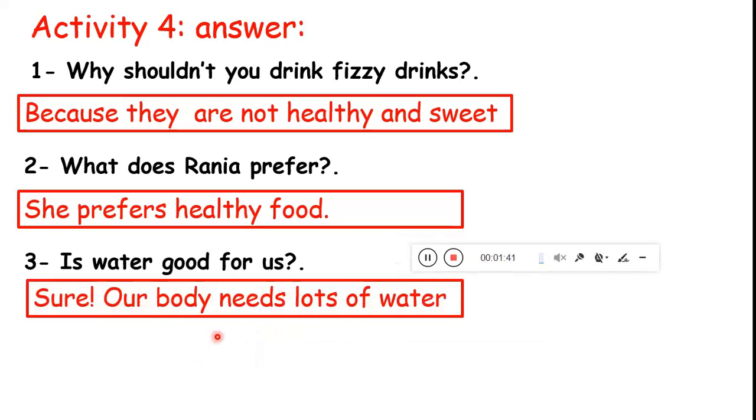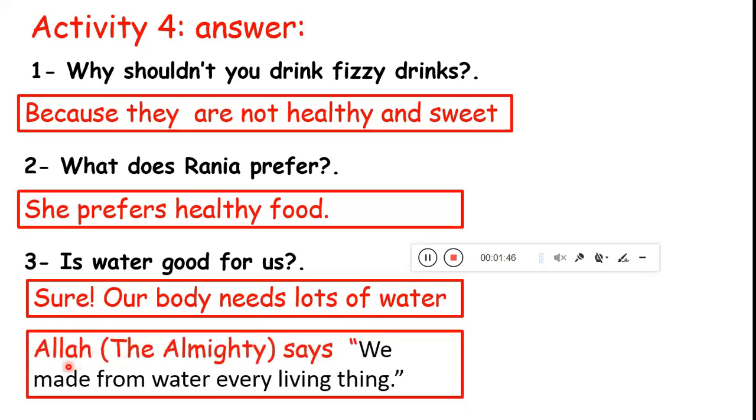And زي ما انتم عارفين الآية في القرآن الكريم خلينا نستشهد فيها نختم فيها الدرس. Allah the Almighty says, we made from water every living thing. يعني وجعلنا من الماء كل شيء حي. We made from water جعلنا من الماء every living thing كل شيء حي.